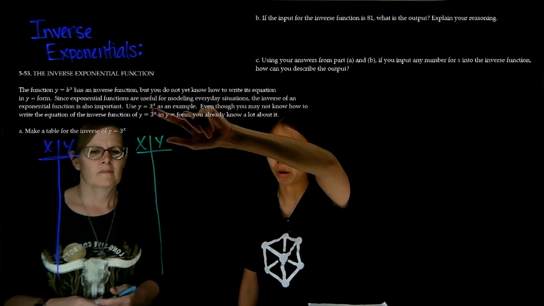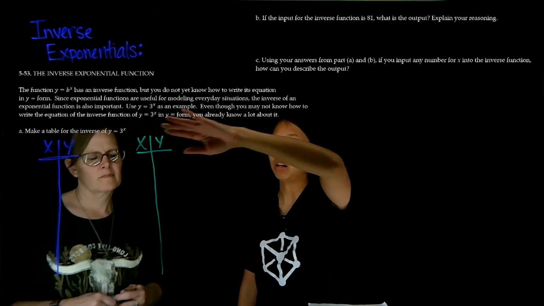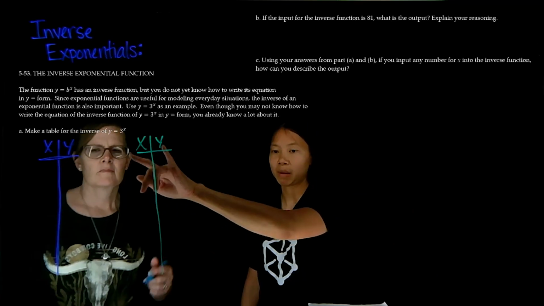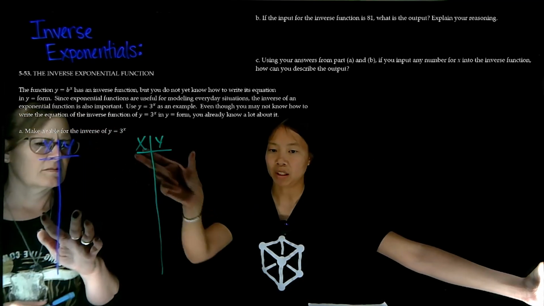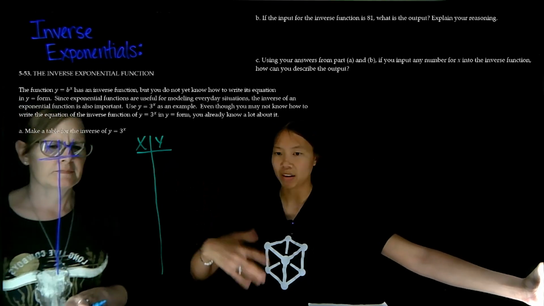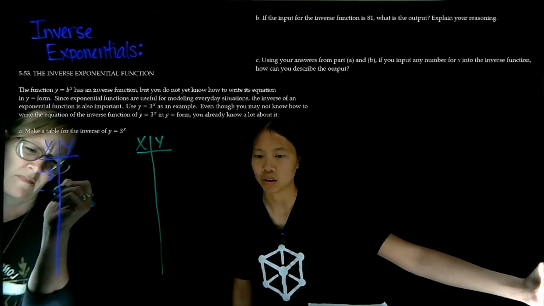So our b, or our base, is 3. Even though we may not know how to write the equation of the inverse function of y = 3 to the x in y= form, we already know a lot about it. So first, it wants us to make a table for the inverse of y = 3 to the x. Before we make the table for the inverse, let's make a table for the original. Let's pick some negative and positive values. So let's do -3, -2, -1, 0, and then 1, 2, 3.